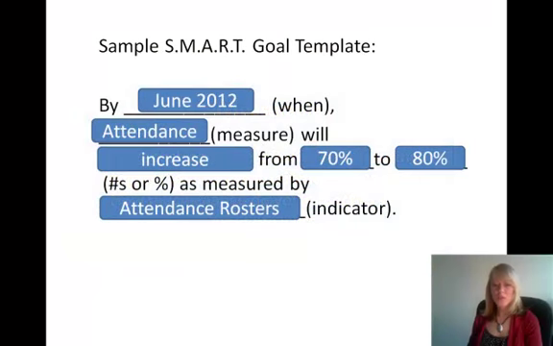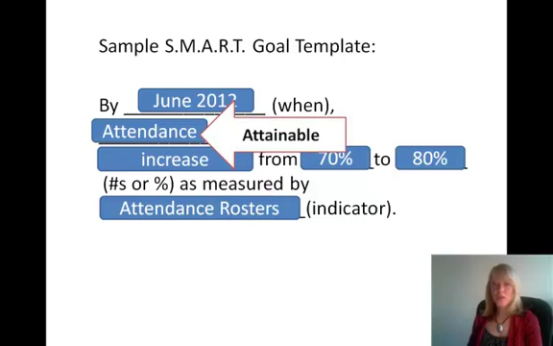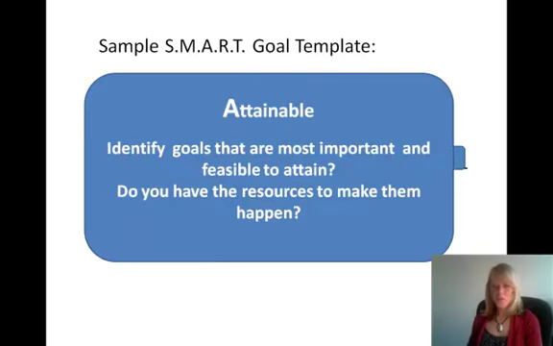Goals also need to be attainable. So within our Miracle Math example, we've identified that attendance is important to the success of the program, and both the measurement and accomplishment of this goal are attainable. So this is our goal, 70 to 80%, and this is how we're measuring it. We have to consider whether we have the resources to make this happen.